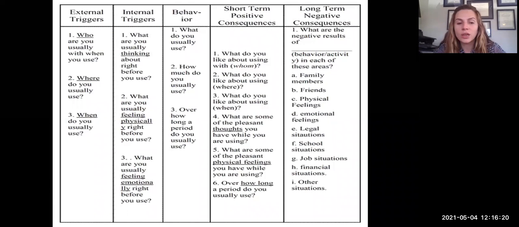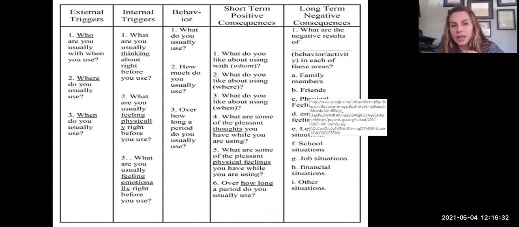But you just ask, okay, what are the external ones? The who, where, and when. Are you using them? What's the internal stuff? What are you thinking right before you use? What do you feel physically? What do you feel emotionally? And really trying to get at that information. And then what are the environmental cues? So what do you usually use, and how much is it, over how long of a period of time?